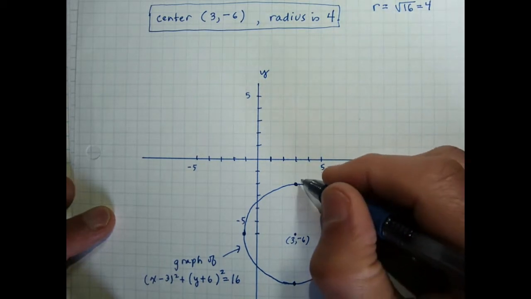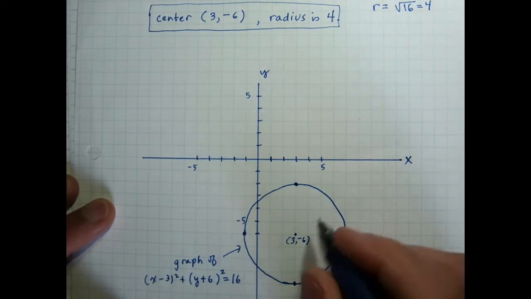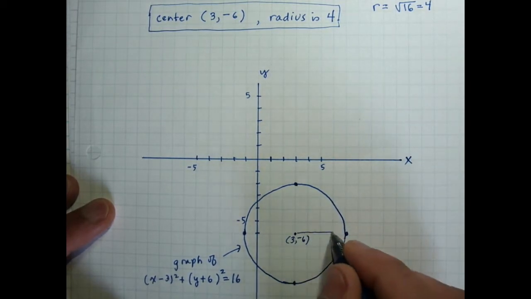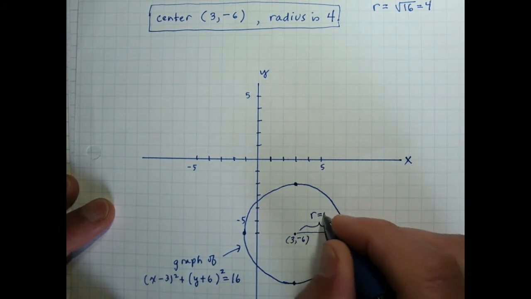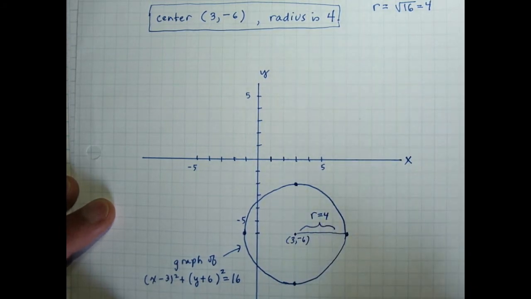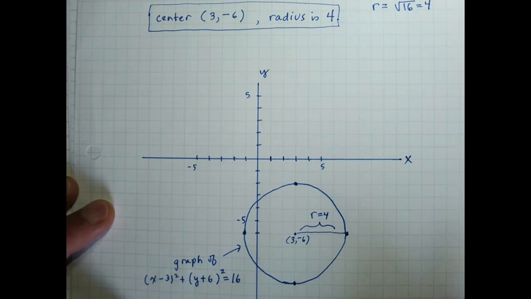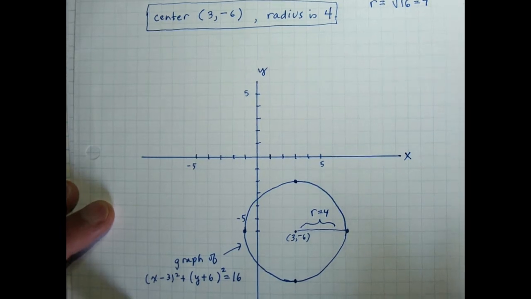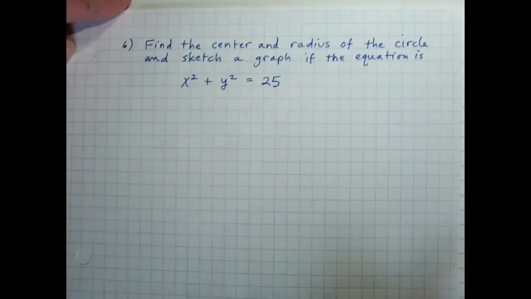I could label these points. I'm not going to label the coordinates. I guess maybe I could just mark that what we've done is count out those 4 units of the radius in each of the 4 directions, up and down, right and left, just to get 4 more points to guide the sketch of that graph. Okay, that's number 5. Let's go on to number 6.